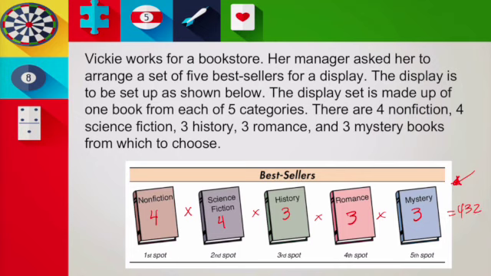Now, if these could be in a different order, that would be a more complicated problem. But for right now, since we're just picking the number, we're putting them in this order, and it's just how many nonfiction, how many sci-fi, how many history, etc., we just multiply them.